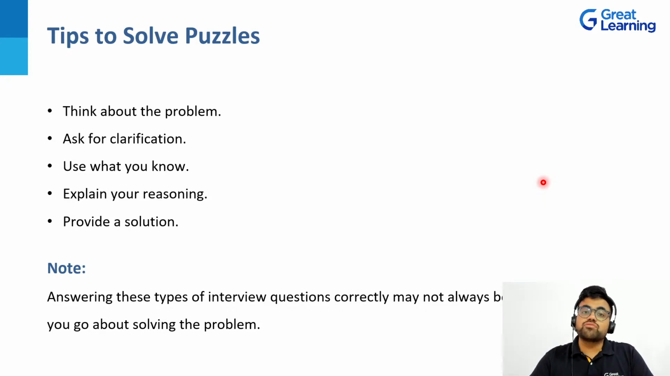Number two is ask for clarification. So the puzzle comes in front of you. If you have doubt in any part of that problem statement, you can ask the interviewer, hey, I'm finding this particular statement a little difficult, what does it mean? You can genuinely ask that, because this is a one-to-one, face-to-face conversation that you are having. You can ask for clarification on any part of that problem statement.